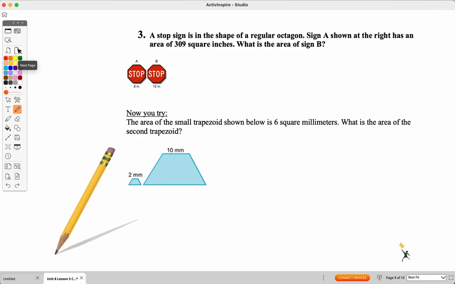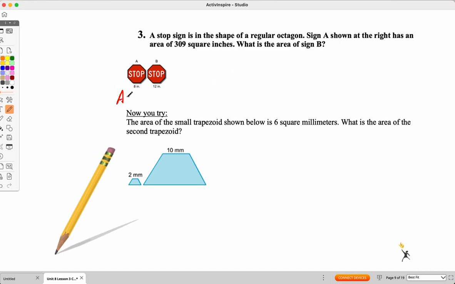All right, now you don't know how to find the area of either one of these shapes. Can't do it. You don't know the formula for an octagon, and you don't have the bases and the heights for the trapezoid down below. So let me show you how to do it on number 3, and then I'm going to have you practice on your last one. So a stop sign is in the shape of a regular octagon. So all that really means is it's the same shape. Figure A has an area of 309 inches squared. Okay, what is the area of figure B?